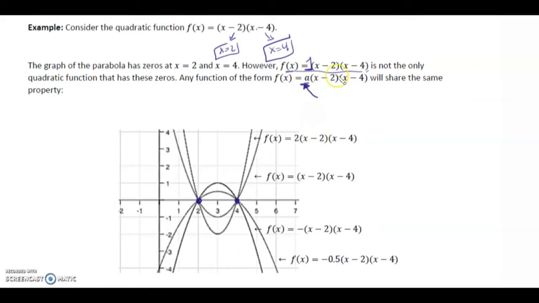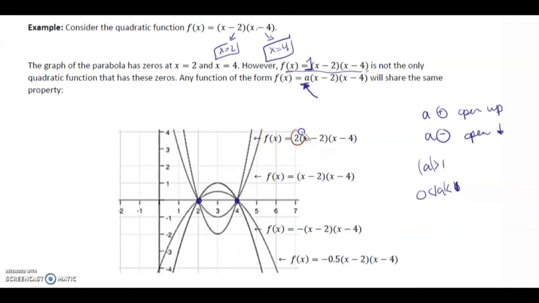Now that we have the a value, we can decide whether a is positive or negative, right? And we know that from opening up or opening down. And then whether a is greater than 1 or between 1 and 0, like the absolute value of a, so the number portion. And every single time we change a, we're going to be changing the graph.